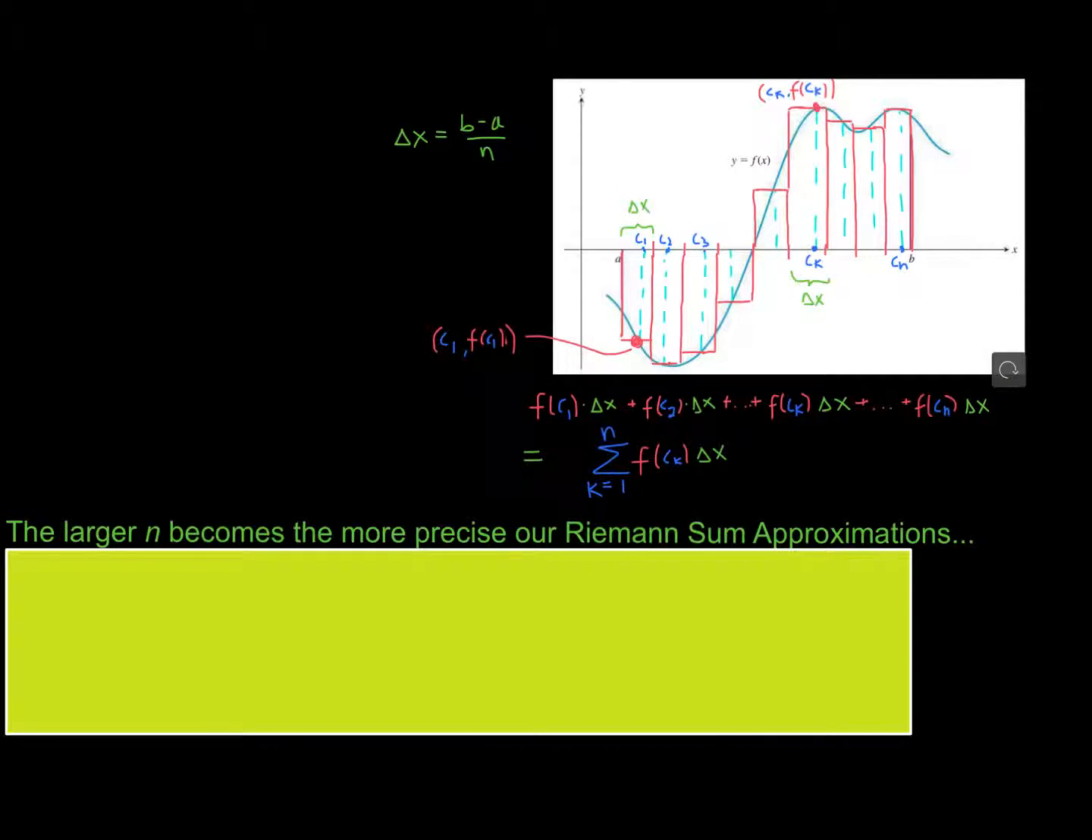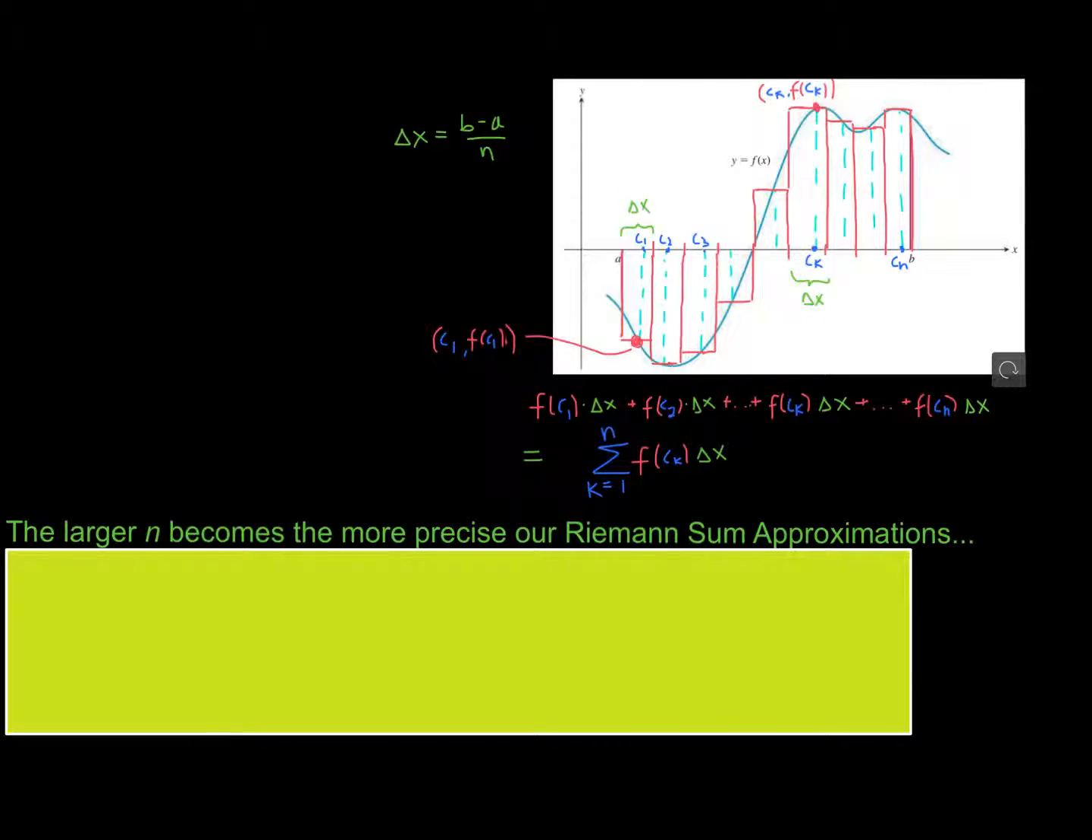To make our Riemann sum approximations more precise, we want to increase the value of n. And the reason that we want to make more subintervals is that the more subintervals we have, the smaller each subinterval will be. And the smaller each subinterval is, the better our approximation that we're using within each subinterval will approximate the true value of the curve over that subinterval.